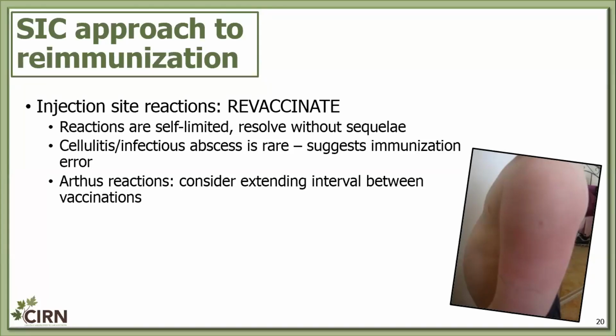The other type of injection site reaction we consider are Arthus reactions. So this is basically a vasculitis type reaction where you have antigen antibody complexes deposited in the skin, and that can cause some scarring, and it is recommended to consider extending the interval between vaccinations. It's mostly been associated with tetanus-containing vaccines, and so they would suggest not to give another tetanus booster within 10 years. But of course, that would depend on risk-benefit assessment. But those are fortunately rare in children.